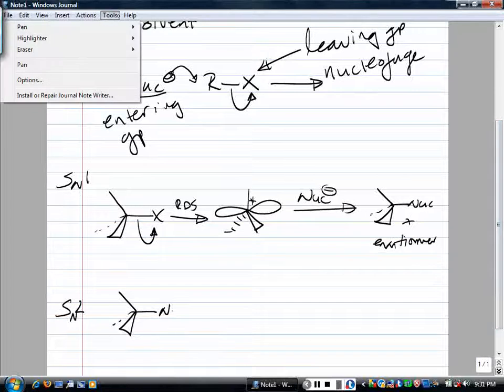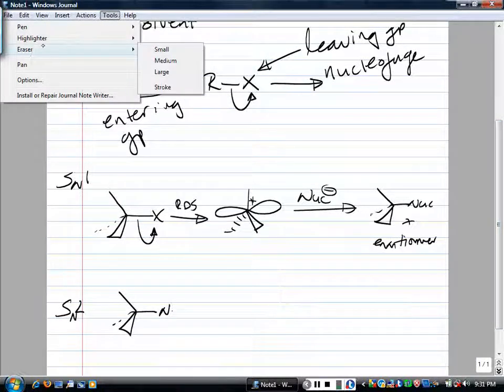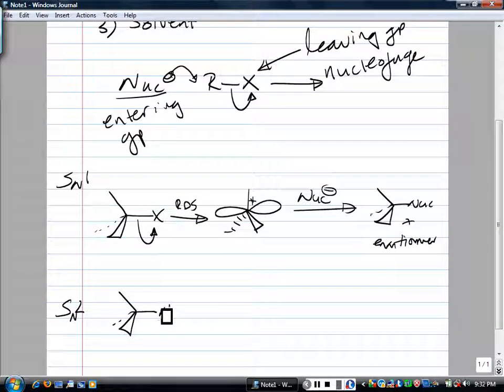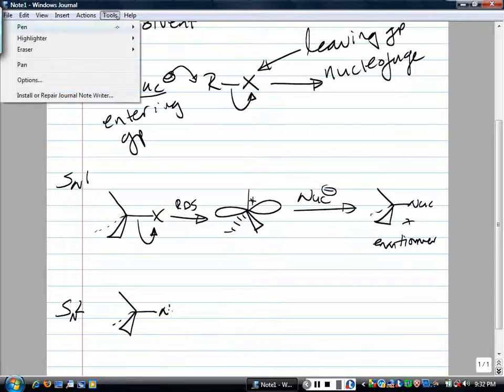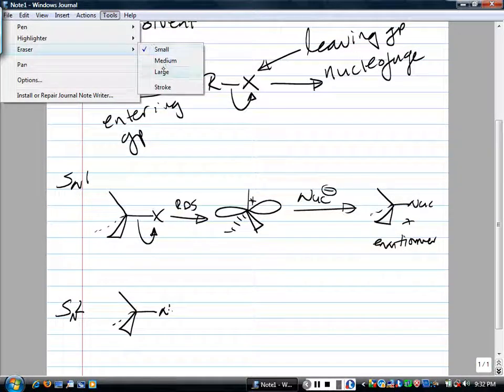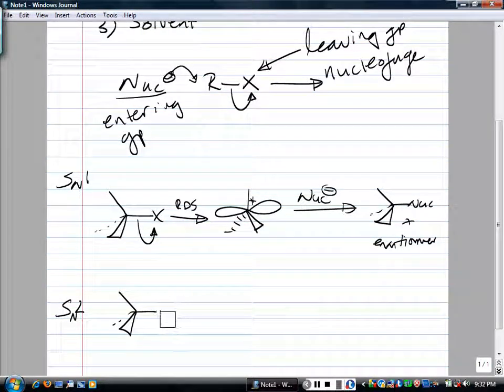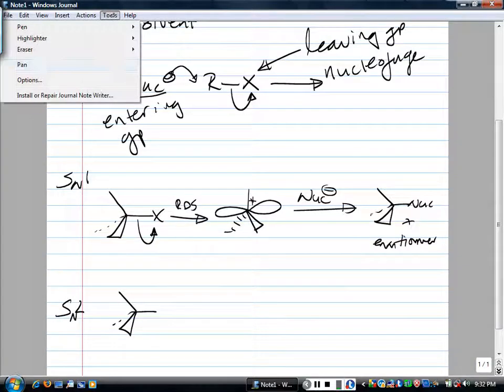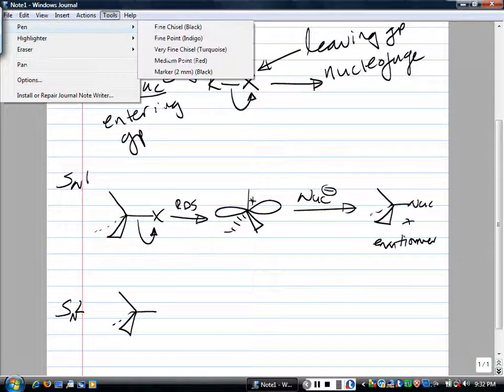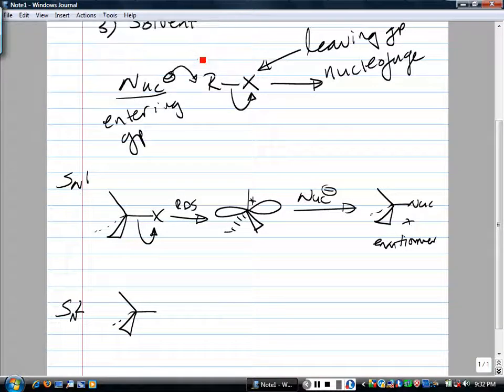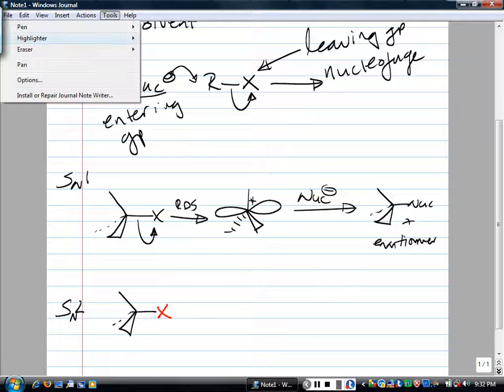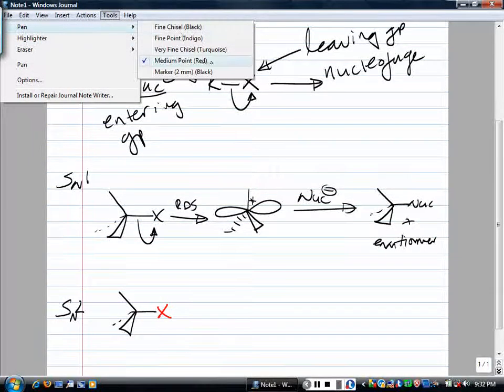Oops, I need my tools. We have the substrate, and I need a bigger one than that, apparently. Eraser. There we go. Oh, for heaven's sake, why am I red now? Because I picked red.